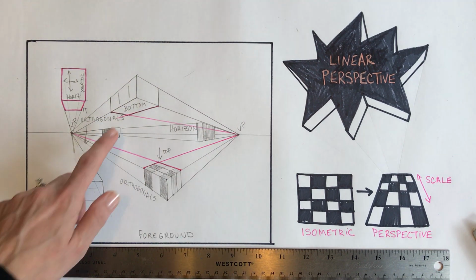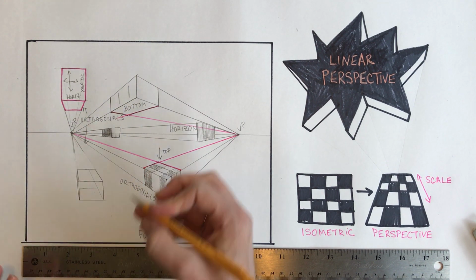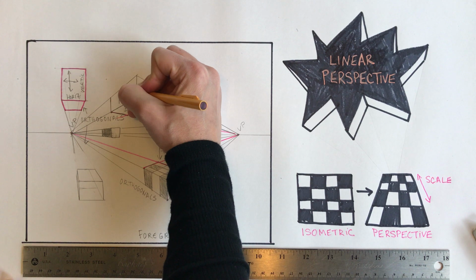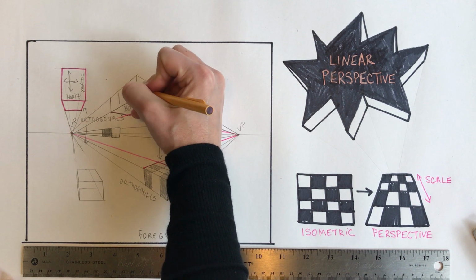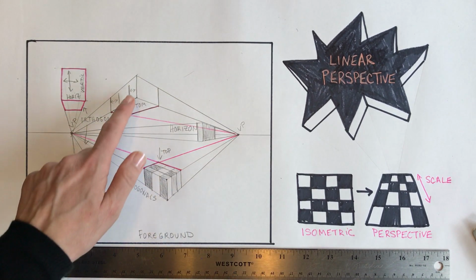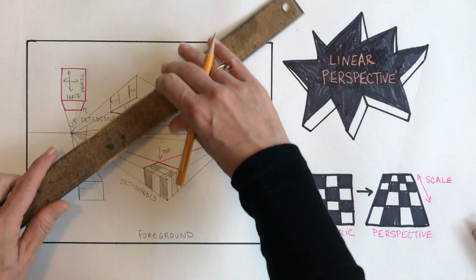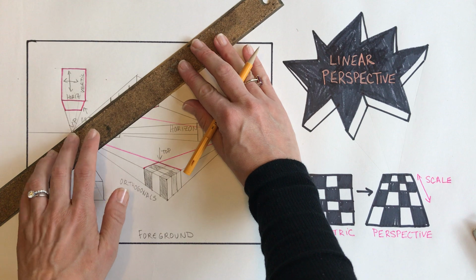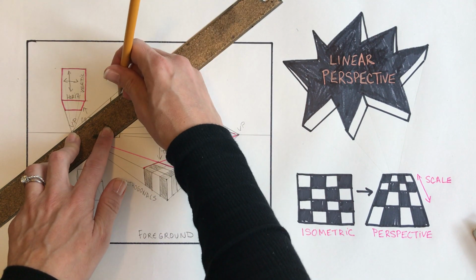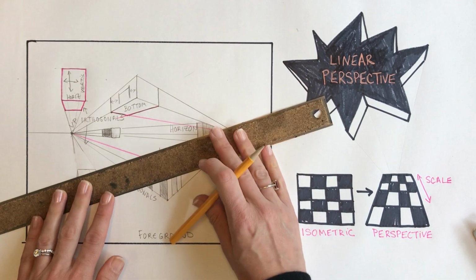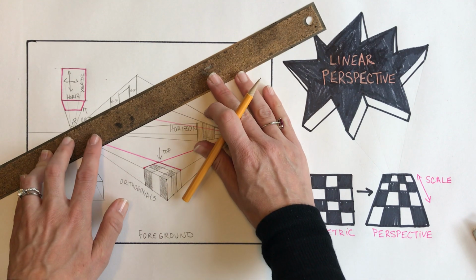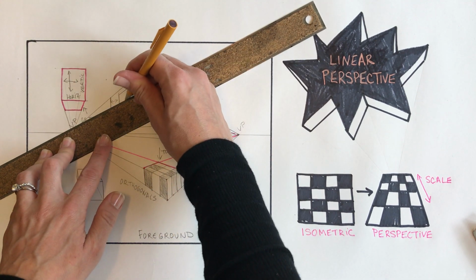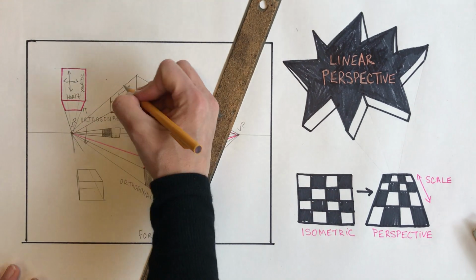So for instance, if I want to add a window on this block, I know that my vertical lines will remain parallel, right, to the sides, but the top and the bottom will follow that angle of recession. So I'll line up with my vanishing point and cap off the top of the window. Line up my vanishing point, cap off the bottom of the window.